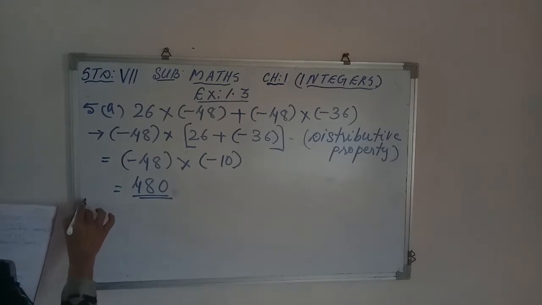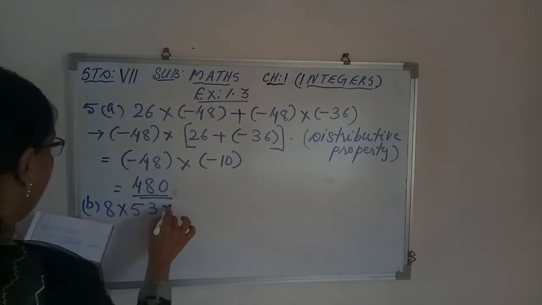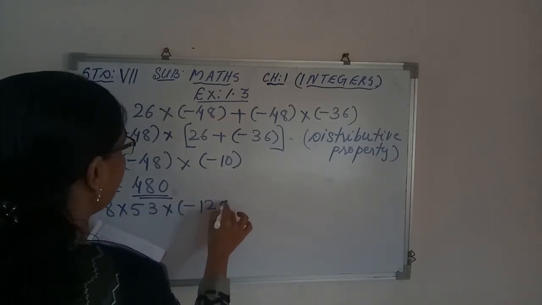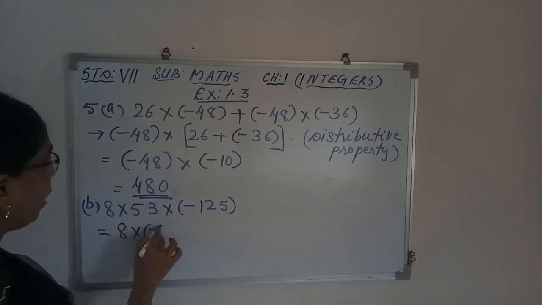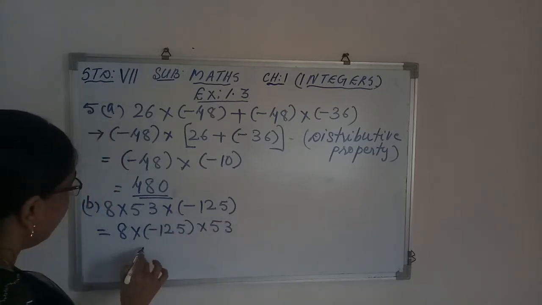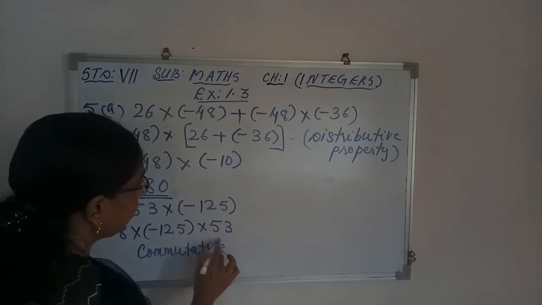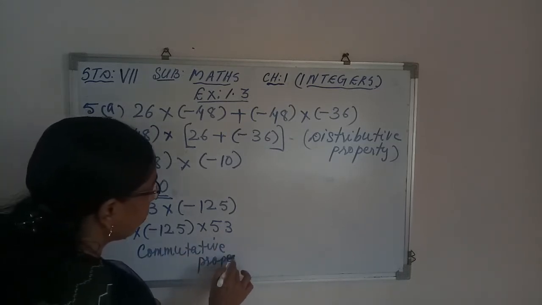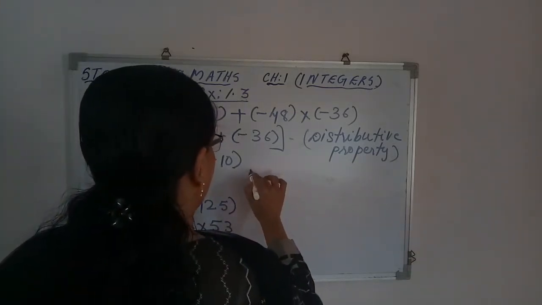8 into 53 into minus 125. Now see, first I am going to use the commutative property. For easy multiplication, I am arranging it: 8 into minus 125 into 53. Which property? Commutative property.